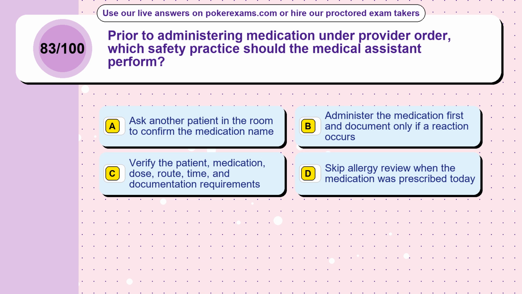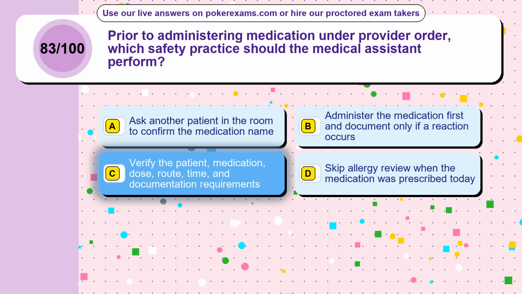Question 83. Prior to administering medication under provider order, which safety practice should the medical assistant perform? Option A. Ask another patient in the room to confirm the medication name. Option B. Administer the medication first and document only if a reaction occurs. Option C. Verify the patient, medication, dose, route, time, and documentation requirements. Option D. Skip allergy review when the medication was prescribed today.